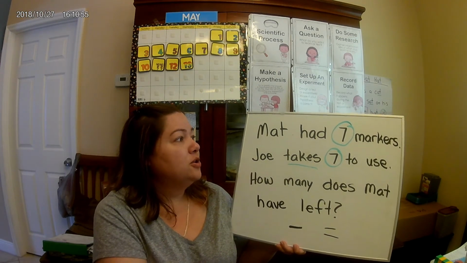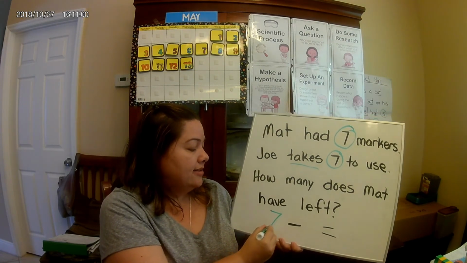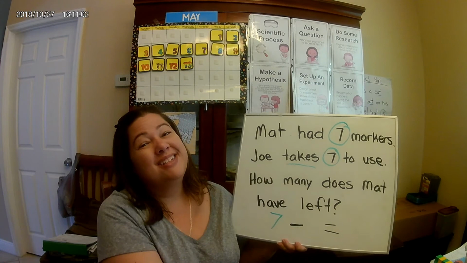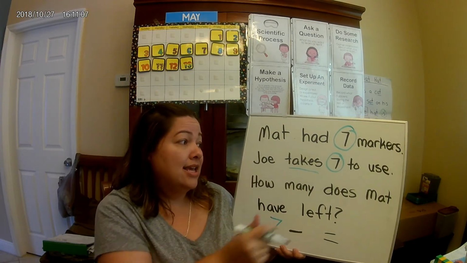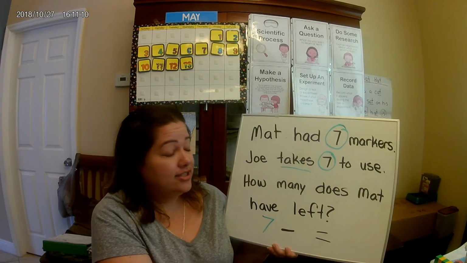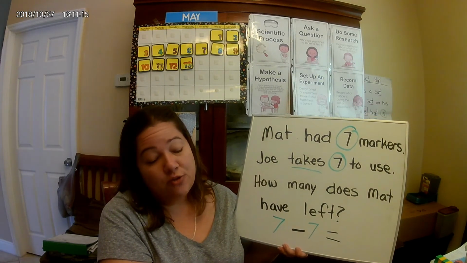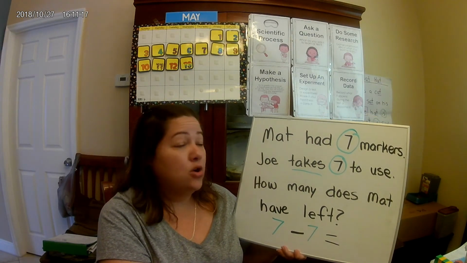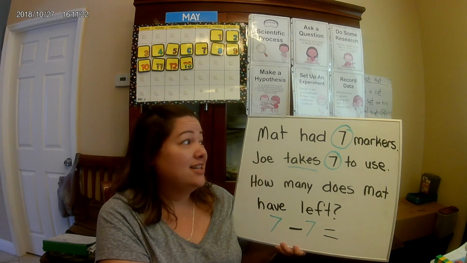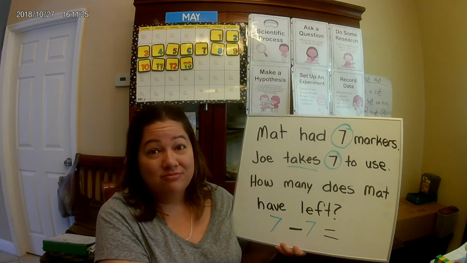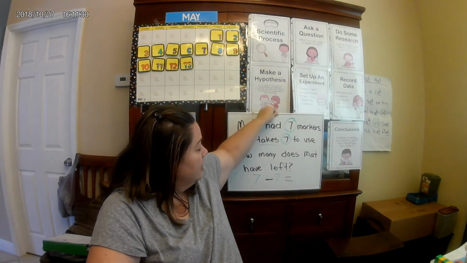Okay? All right, so he had 7 markers. So I'm going to put my 7 here at the front. So he had 7 markers, and Joe comes and says he needs some markers, so he takes them from Matt. How many did he take? He took 7. So this one's kind of like a trick question. So if he had 7 and Joe comes and takes 7, what is going to be our answer? How many does Matt have now? All right, let's see if you figure that out. So I want you to go ahead and write that on your paper, and we're going to do it together, okay?